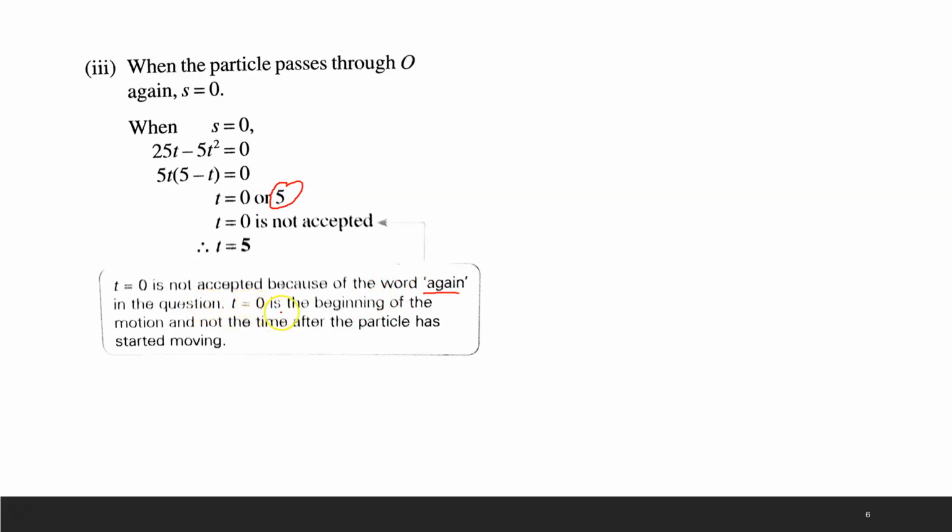T equal to 0 is the beginning of the motion. Kalau kita ambil jawapan dia t equal to 0, t equal to 0 tu maksudnya yang mula-mula, masa dia masih awal-awal, okay, dia dalam keadaan static, is the beginning of the motion and not the time after the particle has started moving, okay. So that's why we cannot accept t equal to 0. T equal to 0 tu masa dia masih mula-mula pegun, dia static. We can only accept t equal to 5 selepas beberapa second, selepas 5 second, then only the particle moving, okay. I hope you are clear with that.